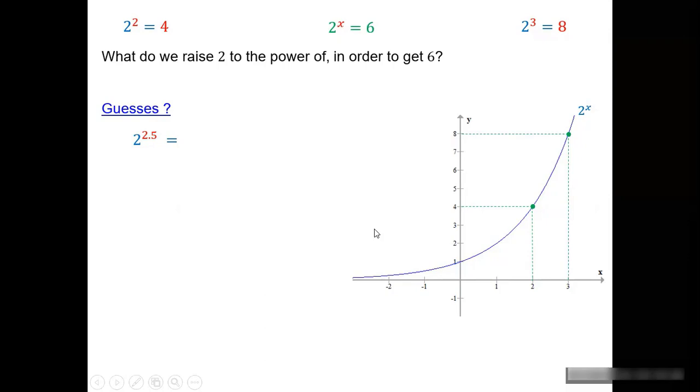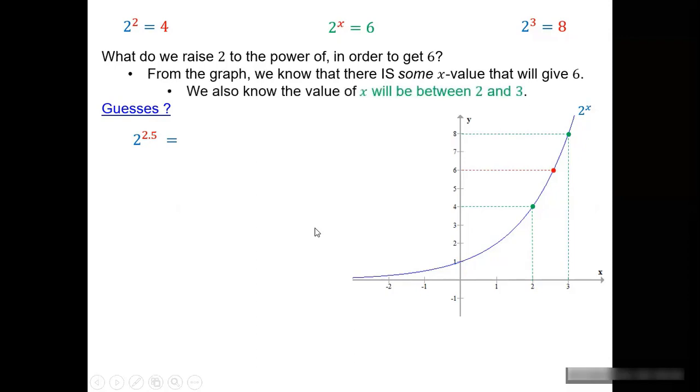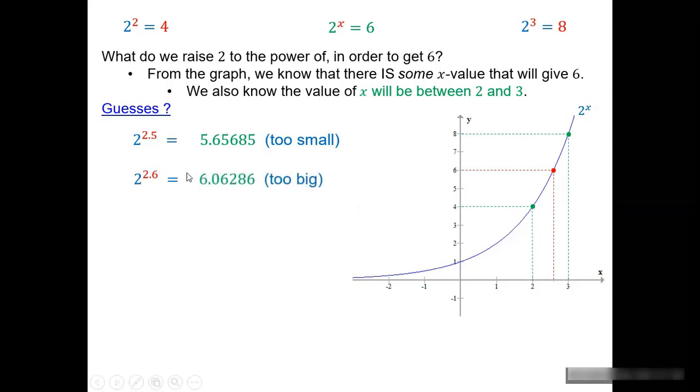Okay, but if we punch that into our calculator, 2 to the power of 2.5 is not the answer. Because notice that at 6, we're going to get this particular result. And if we map that down to the x-axis, it looks like it's a little above 2.5. So punching this into our calculator gives us an answer of 5.65 or so, which is too small. So maybe the answer is 2.6. But if we use our calculator again, now we see that 2 to the power of 2.6 is 6.06. It's not exactly 6. So 2.6 is too high of an exponent.